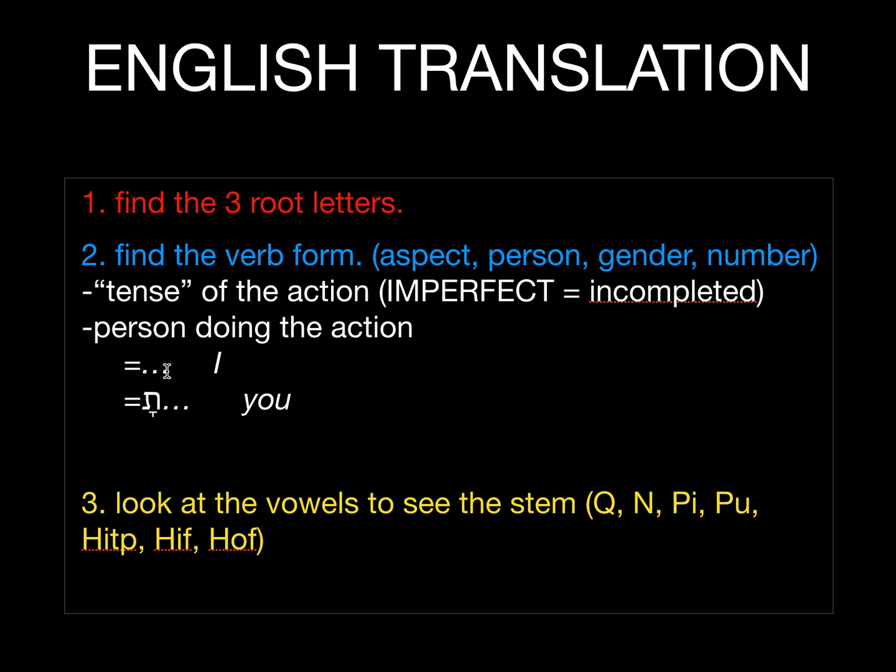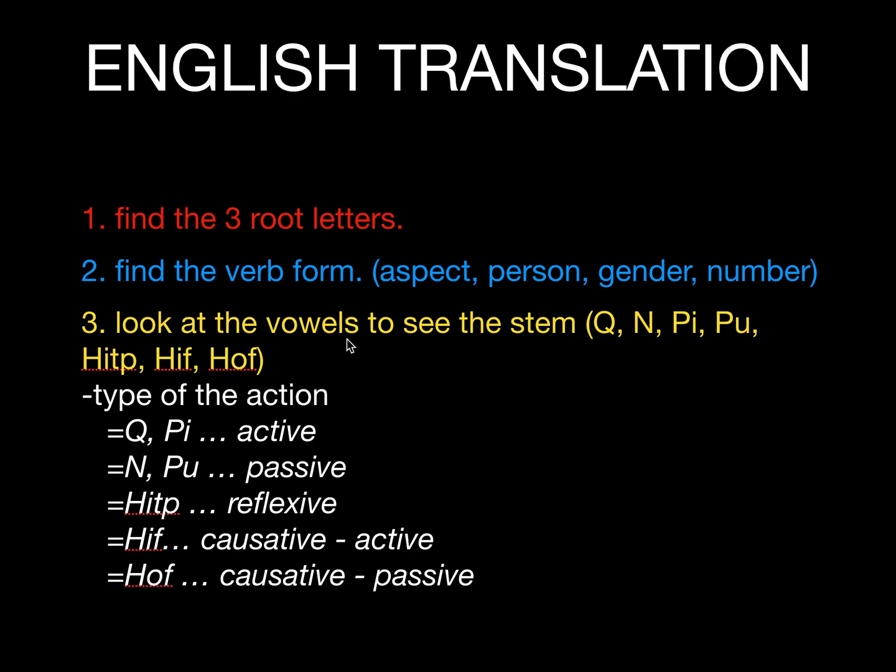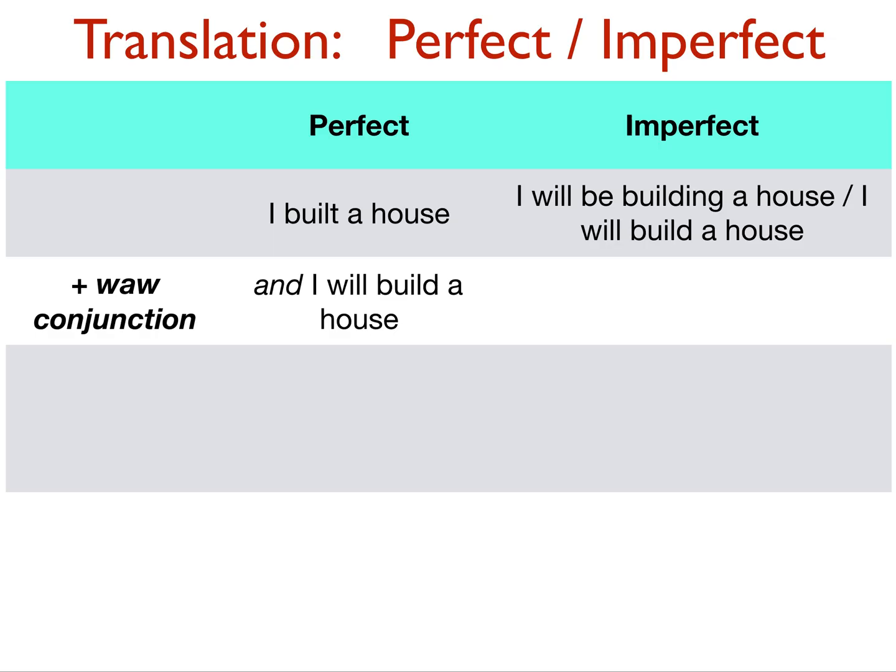Aleph, for example, would be I will do this action, so I will build, I will kill, and you would be, for example, Tav. And finally look at the vowels and find the stem: Kal, Nifal, Piel, Pual, Hitpael, Hifil, or Hofal.